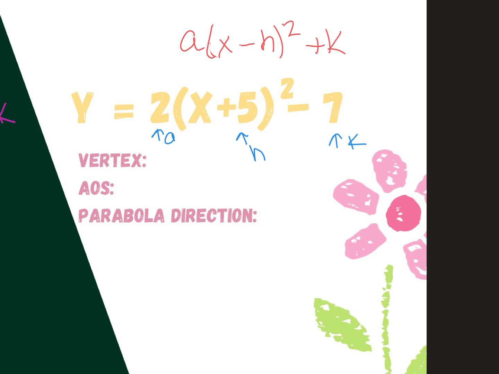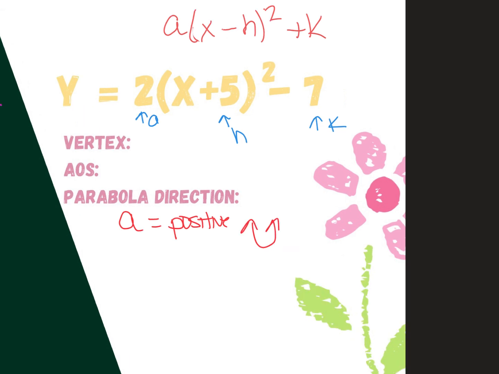So looking at our vertex, axis of symmetry, and parabola direction. Let's start with our parabola direction. Look at your a value. Ask yourself, is your a value positive or negative? It is positive, so you know that it opens up. Next, let's look at our axis of symmetry. In vertex form, our axis of symmetry, which is our x value, equals our h value in vertex form.